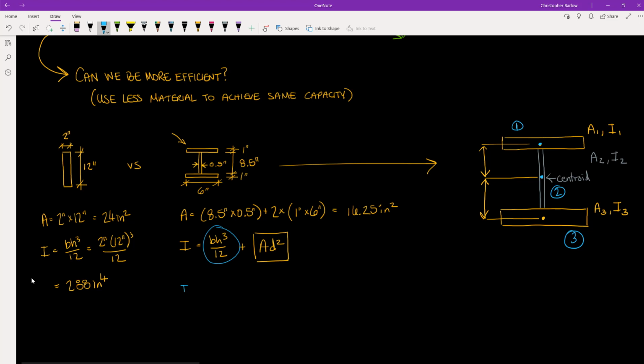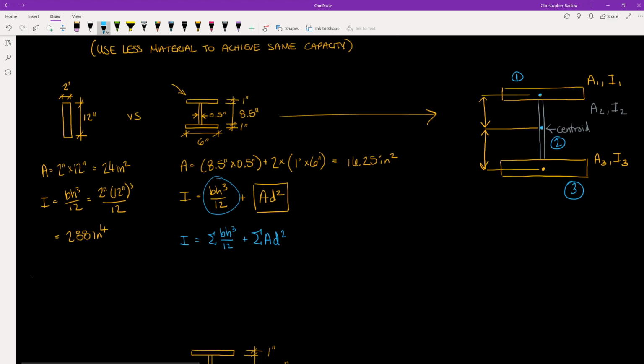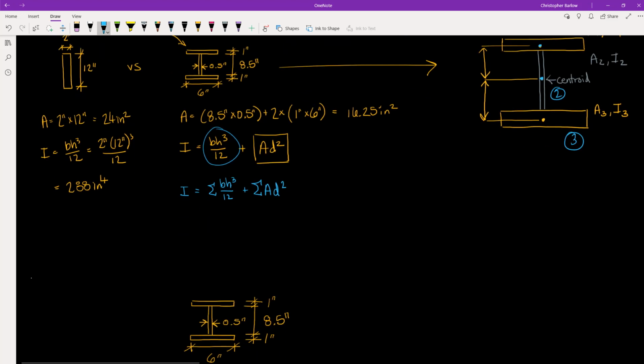And so our total moment of inertia will be equal to the sum of the bh cubed over 12 of each of these components, plus the sum of their areas times the distance from their centroid to the centroid of the total section, squared. So let's try to calculate that with this example.